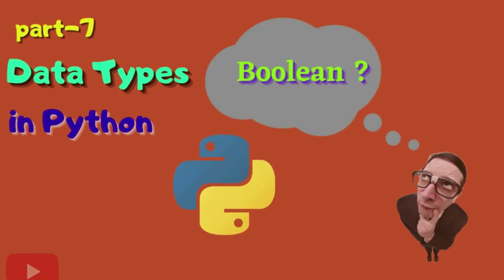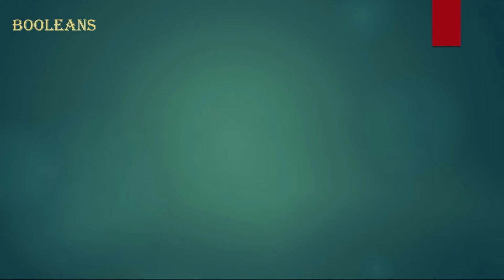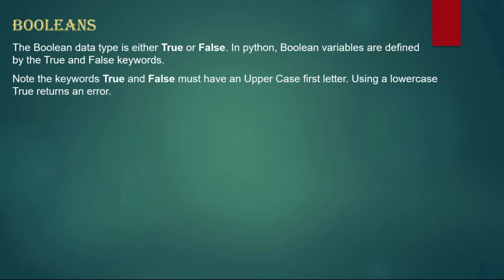Today's session is about what is Boolean and Boolean arithmetic operators. What is Boolean? The Boolean data type is either True or False. In Python, Boolean variables are defined by the True and False keywords. It means a statement is either True or False and nothing else, and the first letter of True or False must be a capital, otherwise it will give an error.